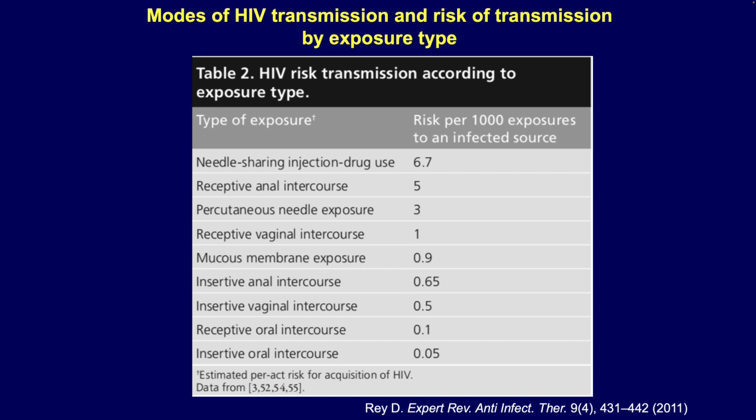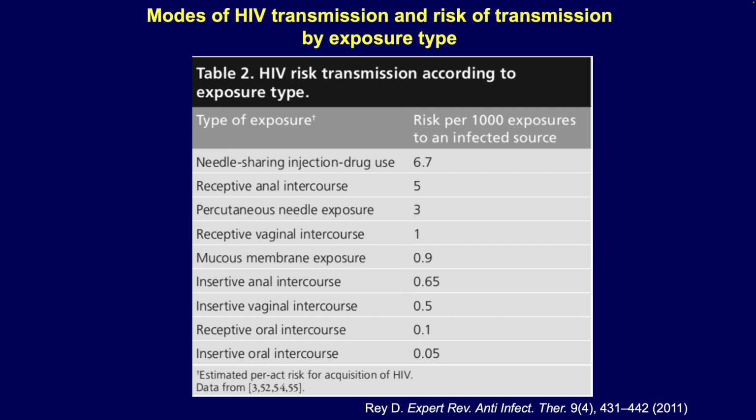So on a population level, every 1,000 times an HIV-uninfected person uses a needle to inject drugs that was just used by someone with HIV, we would expect 6.7 new HIV infections to result. For an individual who's HIV negative, they would have a 6.7 out of 1,000 chance of acquiring HIV each time they used a needle to inject drugs that was just used by someone with HIV. So you can think about it in two ways, on the population level and on the individual level.